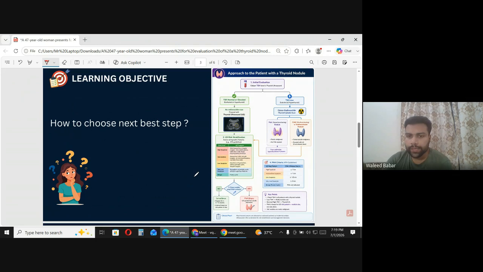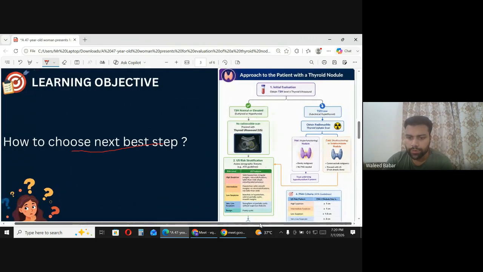Now we will learn in detail how to choose the next best step in the scenario of thyroid nodule. This is the whole algorithm. I will try to make it simple. Whenever a patient comes with thyroid nodule to you, the initial evaluation is going to be TSH and thyroid ultrasound. Now you are going to write in comment whether TSH is preferred or thyroid ultrasound is preferred on the first step. Yes, TSH has more importance than ultrasound here.